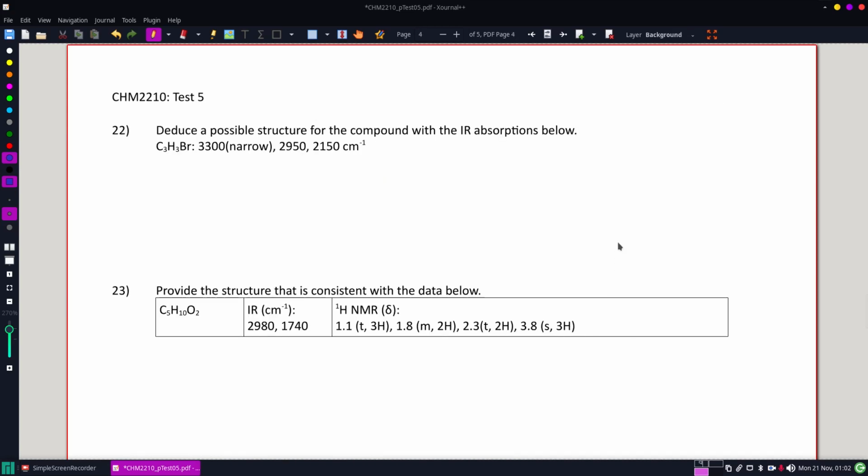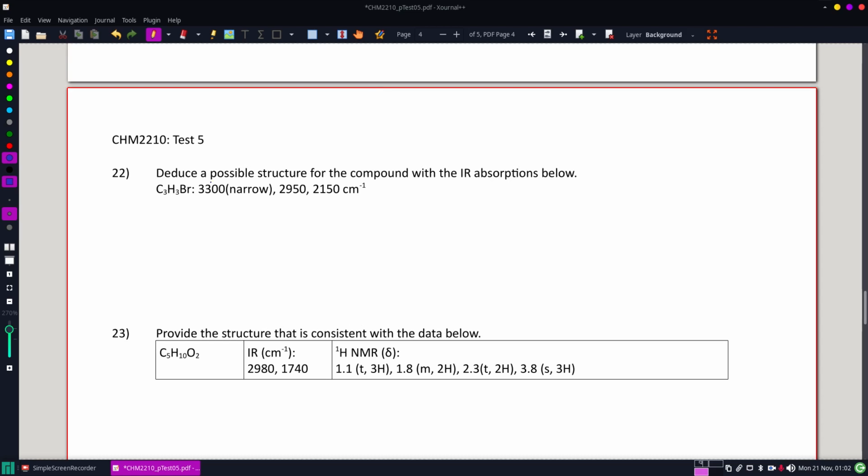Deduce the possible structure for the compound with the absorptions below. So, a narrow band around 3300, and one at 2150. These two tell us we have a nice little triple bond. Does that take care of all my elements of unsaturation? It does. It takes care of 2 of my carbons, leaving 1 carbon behind, and 2 hydrogens, and a bromine. Oh, that makes it kind of simple. It must have a bromine attached to that CH2, which is attached to the alkyne.